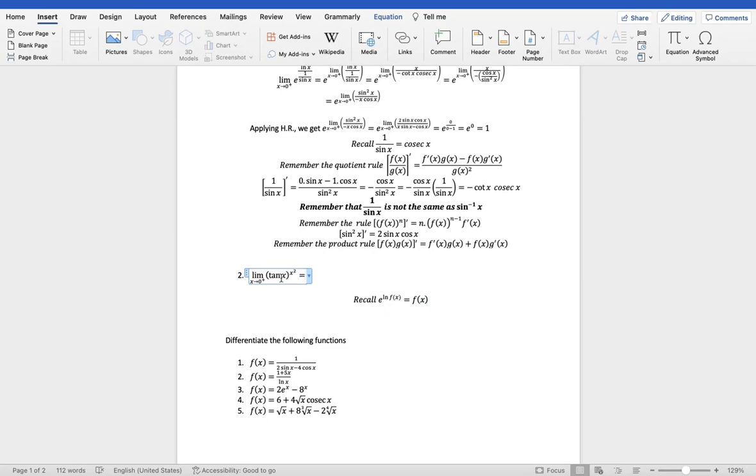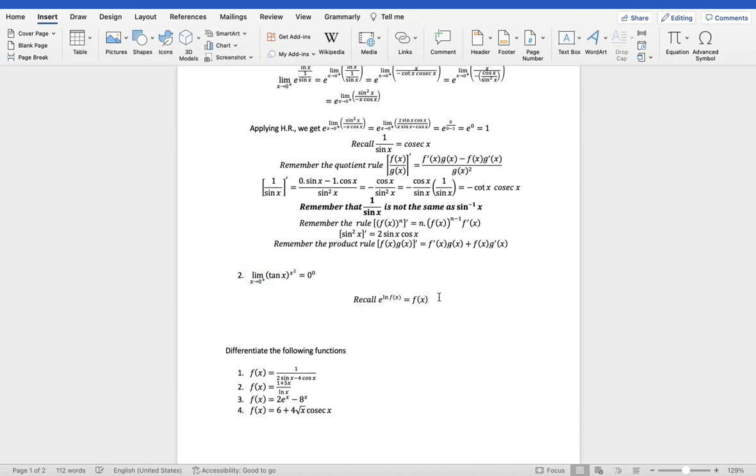As x tends to 0 from the positive side, you can clearly see that that is going to be equal to 0 to the exponent of 0 squared, which is just 0. So 0 to the 0. So you have to manipulate the expression once again to be able to solve it, right? So let's apply e to the ln of f of x to our problem.